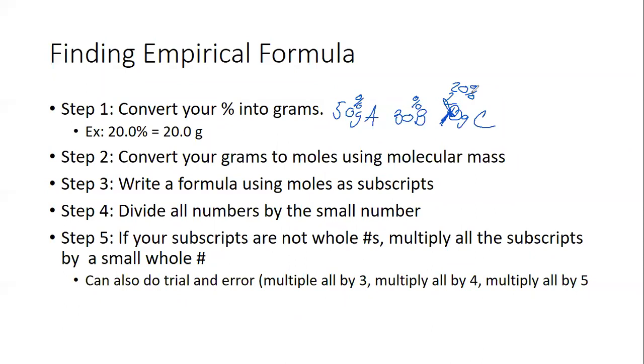So let's say by doing this, you find out you have like 2 moles of A, I don't know, 8 moles of B, and 4 moles of C, right? So step 3, you would write your moles as a subscript. So you do A2, B8, C4, right? And that's just by using the periodic table there.